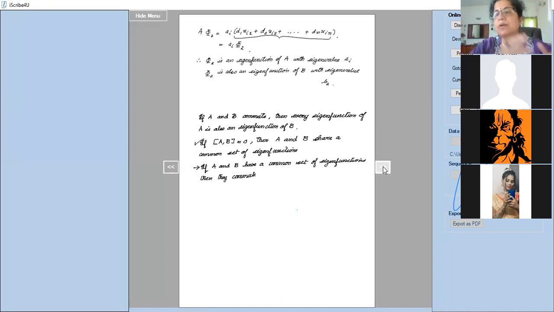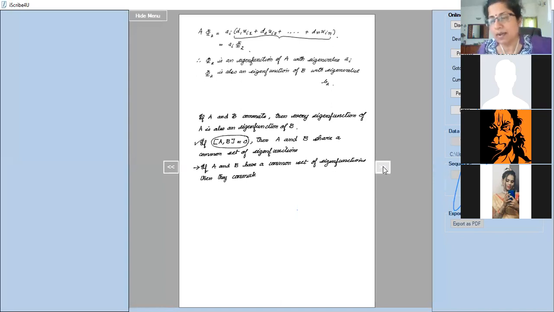If A and B commute, they have a common set of eigenfunctions. If they have a common set of eigenfunctions, they commute. Okay? So this is proved. So now we are not going to really bother to say it. If I tell you that A and B commute, immediately you should know they have a common set of eigenfunctions. If somebody tells you A and B have a common set of eigenfunctions, you should immediately know that the commutator of AB will be 0.